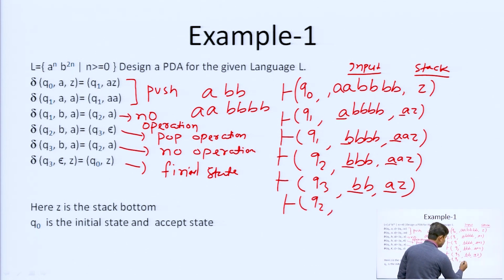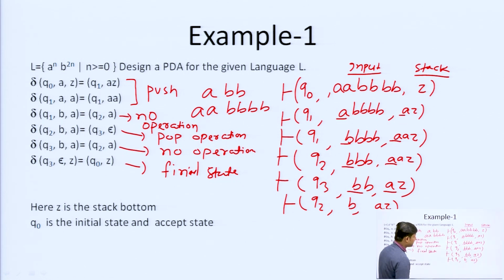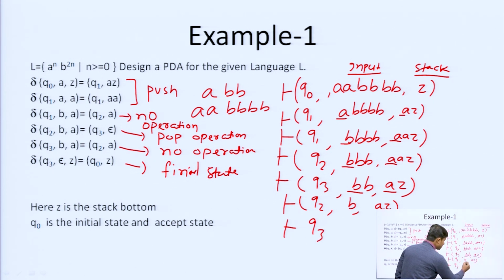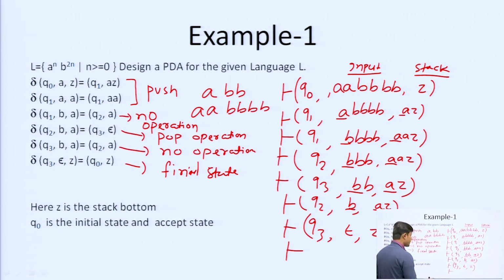So, in Q2, this is B and this is A, Z. Here there is no operation, no operation. Then in Q2, input is B, stack top is A. Then in Q3, you just pop A, then the input is epsilon and the stack top is Z. So, in Q3, on epsilon, Z, you have to go to Q0.